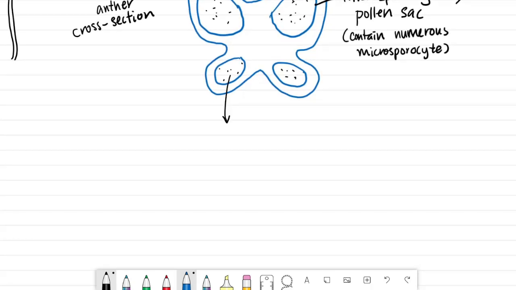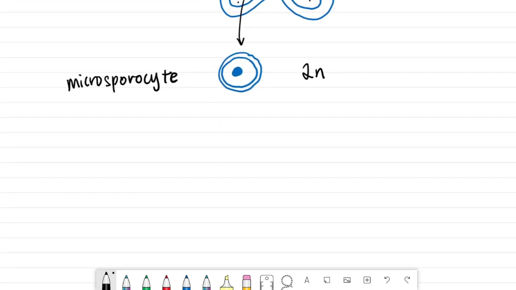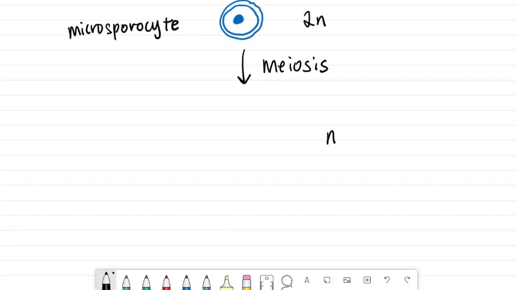Now let us focus on one of those microsporocytes. Assume that we can take out that microsporocyte. It will look like this. It's a plant cell, so it has a cell wall. And I'm going to label it as a microsporocyte. And this will be a diploid cell. Now this thing will undergo meiosis. So write down here, meiosis. And after meiosis, the cell will be haploid, and it will produce 4 daughter cells.